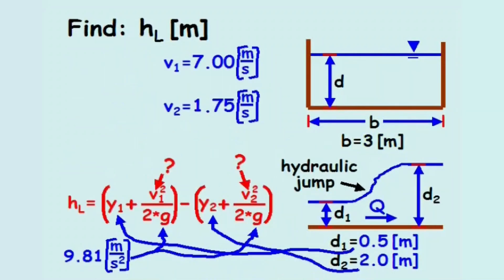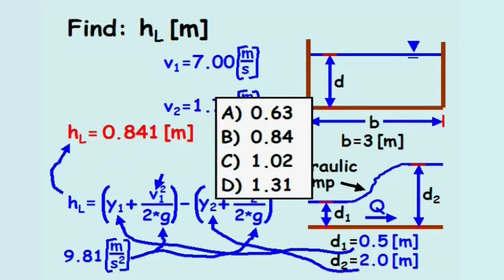By knowing the velocities, we can return to our equation for head loss across the hydraulic jump. Plug in the values for velocity, plug in the values for acceleration and the depths, and the head loss computes to 0.841 meters. Looking over the possible solutions, the answer is B.